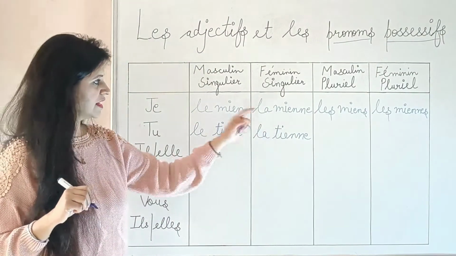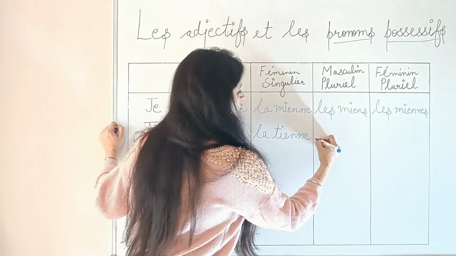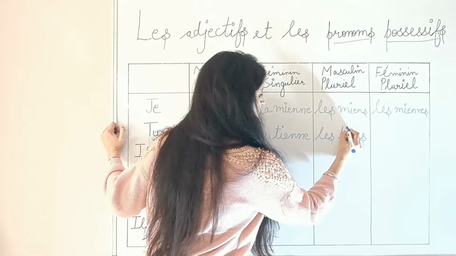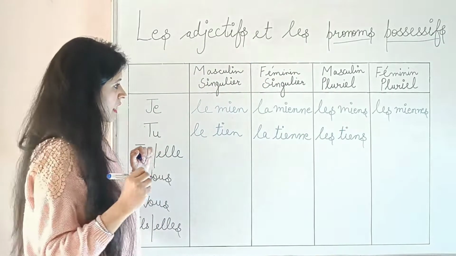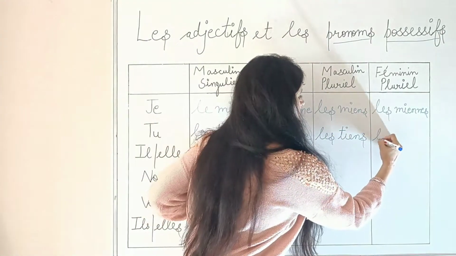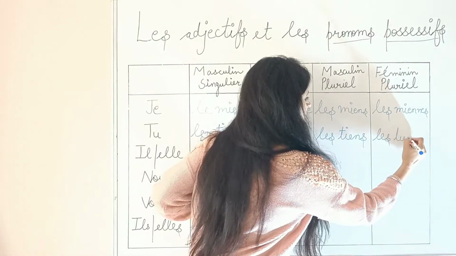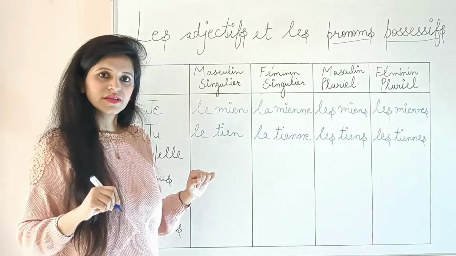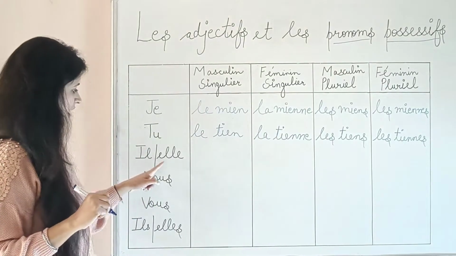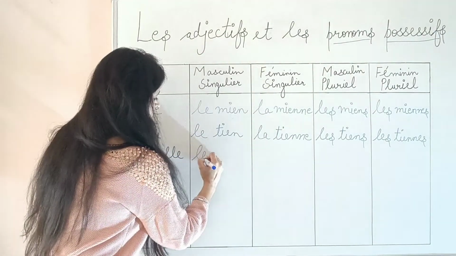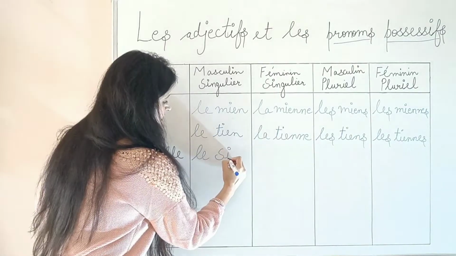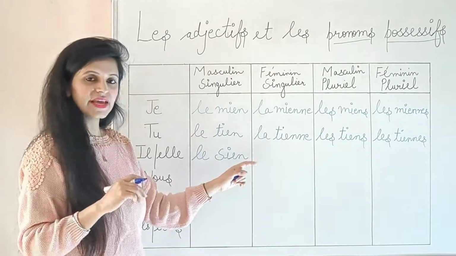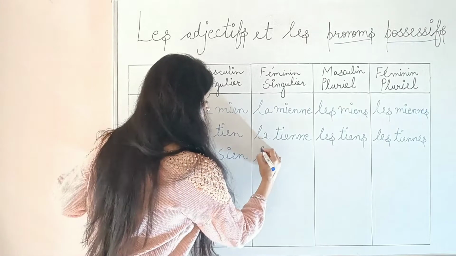La tienne. Now masculin pluriel, les tiens, with an s. And feminine pluriel, les tiennes, with an s. Okay. So let's move forward. Il, with il we write le sien. And the feminine same way. You need to continue it in the same way.